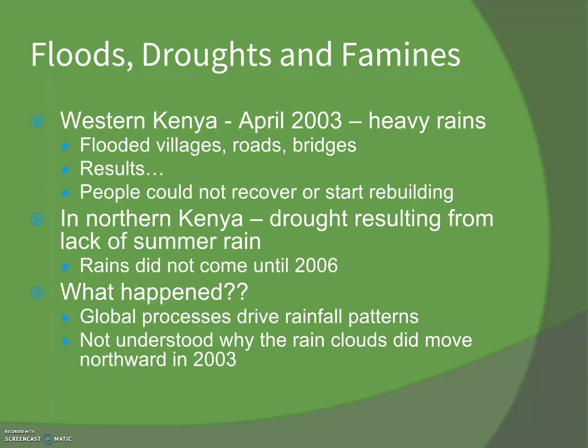Whereas in northern Kenya, there was drought resulting from the lack of summer rain, and there was no rain there until 2006. What happened? Global processes, which we're going to look at, really drive rainfall patterns. It's not really understood why the rain clouds didn't move that year, but it had a huge impact on Kenya. People had to walk hours for water.